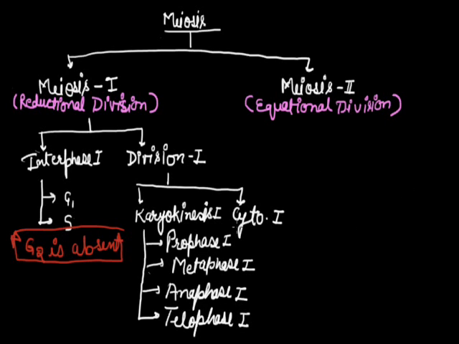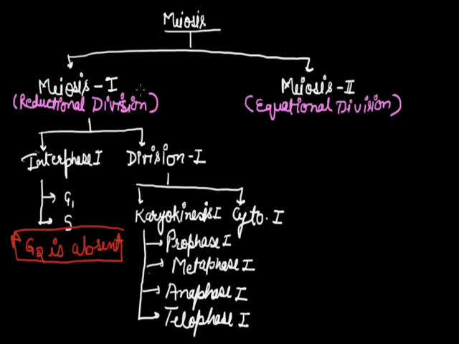Same here, if the cell is an animal cell, then it will divide by cleavage furrow formation, and if this one is a plant cell, then it will divide by cell plate formation. While I have told you that meiosis 2 is just equal to mitosis, so all the processes going on here resemble mitosis. Today we will discuss meiosis 1.